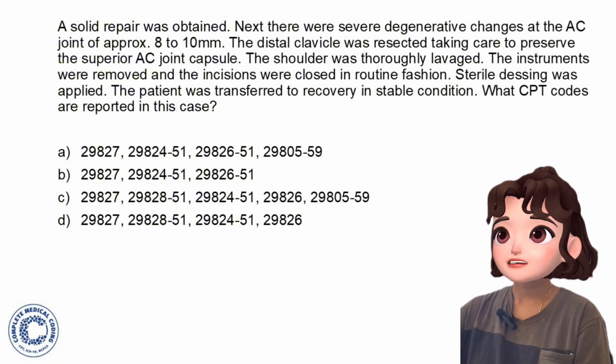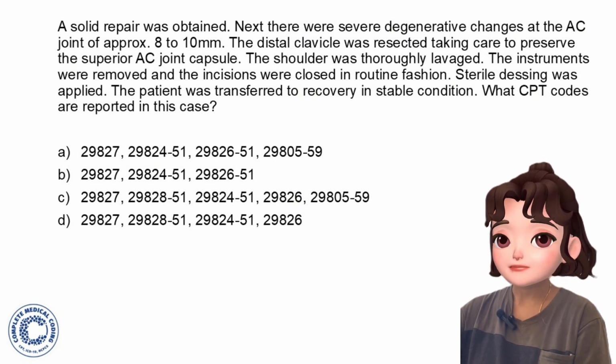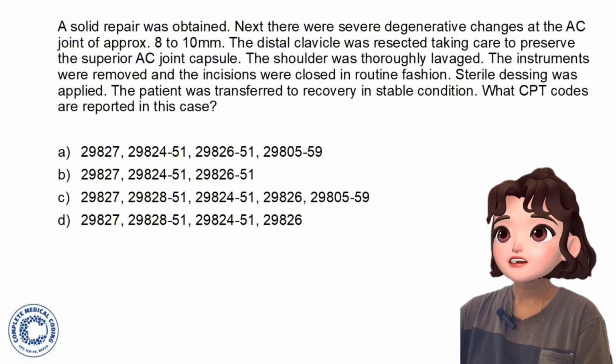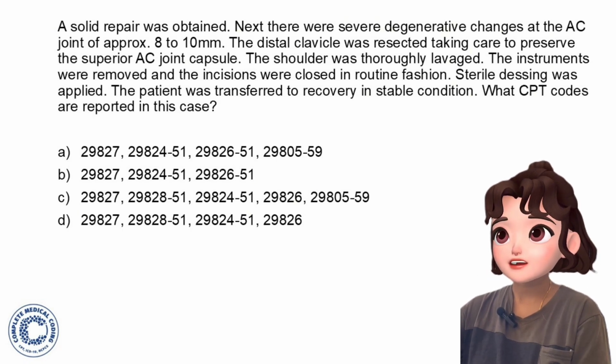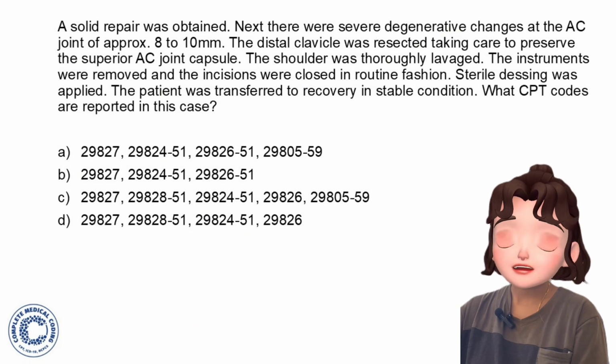Next, there were severe degenerative changes at the AC joint of approximately 8 to 10 mm. The distal clavicle was resected, taking care to preserve the superior AC joint capsule. The shoulder was thoroughly lavaged. The instruments were removed and the incisions were closed in routine fashion. Sterile dressing was applied. The patient was transferred to recovery in stable condition.